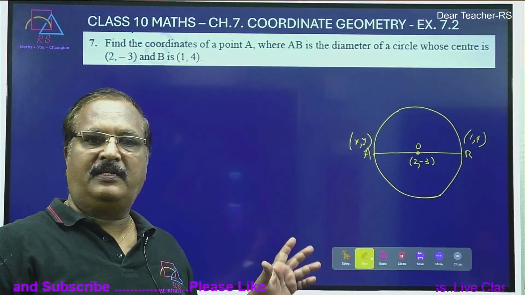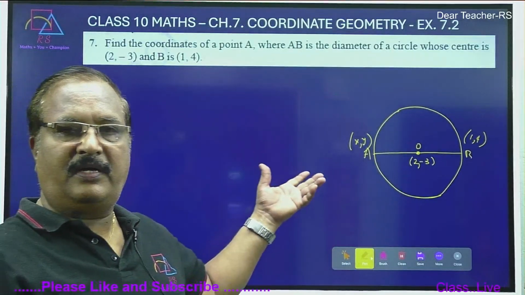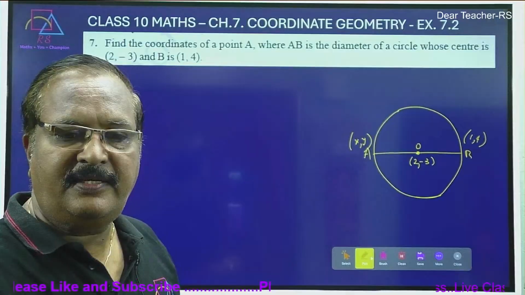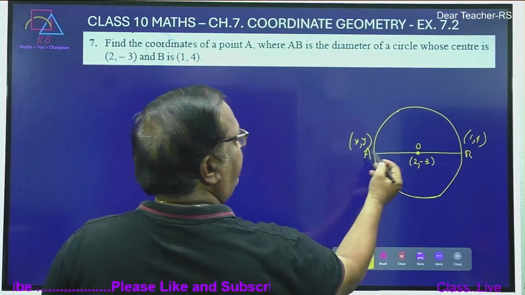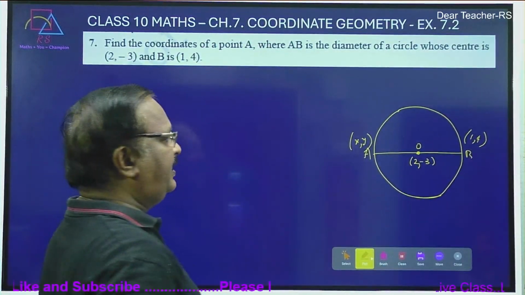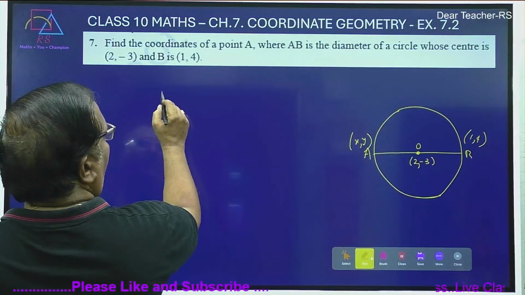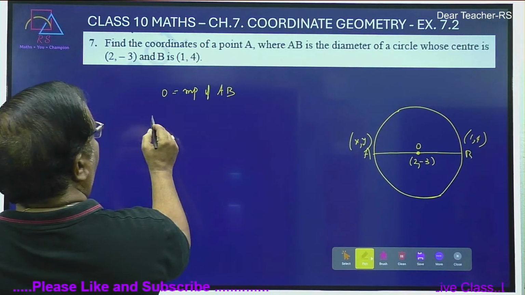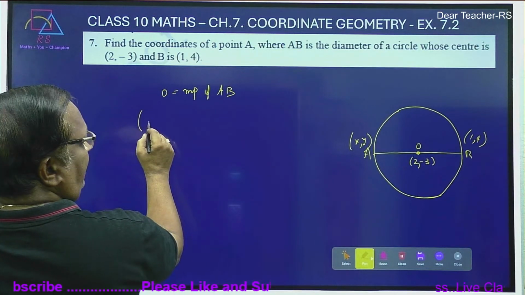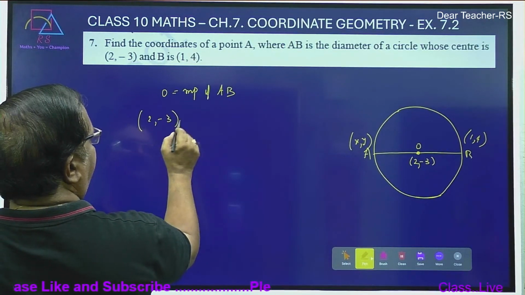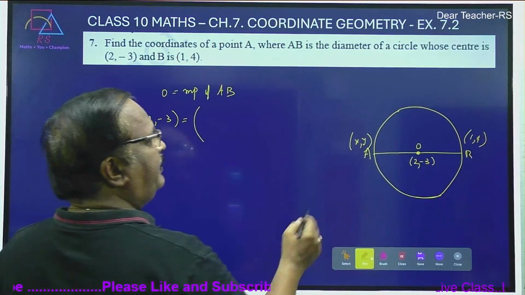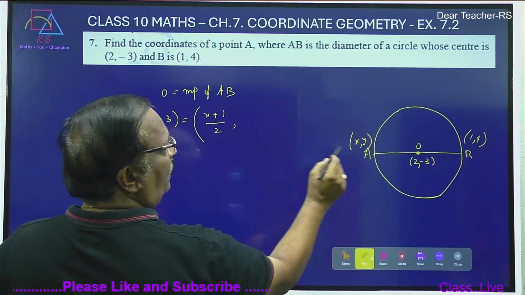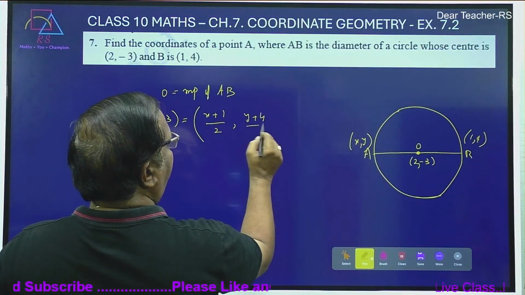Very simple. You may get it as a 1 mark question. It's that easy. So O is the midpoint of AB. The center is the midpoint of the diameter. So we have to write the midpoint formula: (2, minus 3) is equal to ((x plus 1)/2, (y plus 4)/2).